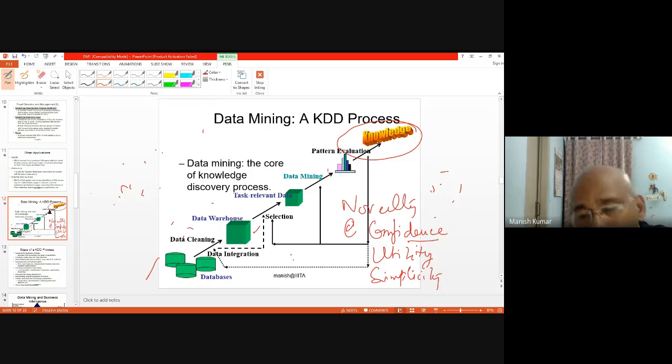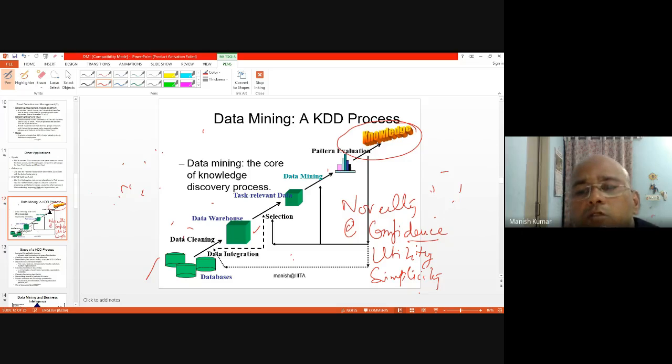What I said is I'm looking for the pattern to be simple. Simple means something that could be easily understandable. That means I should not present a pattern which I cannot understand, or somebody cannot understand, what this pattern is actually talking about. So that simplicity we look for.